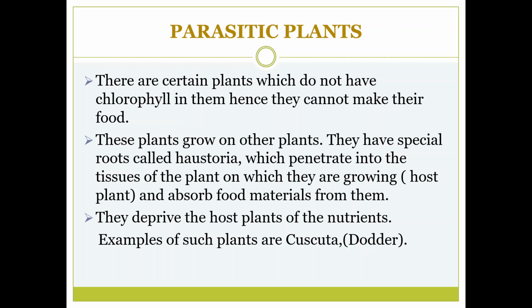The parasitic plants exhibit heterotrophic nutrition. There are certain plants which do not have chlorophyll in them, hence they cannot make their food. These plants grow on other plants. They have special roots called haustoria, which penetrate into the tissues of the plant on which they are growing. The plant on which the parasitic plant is growing is called the host plant.